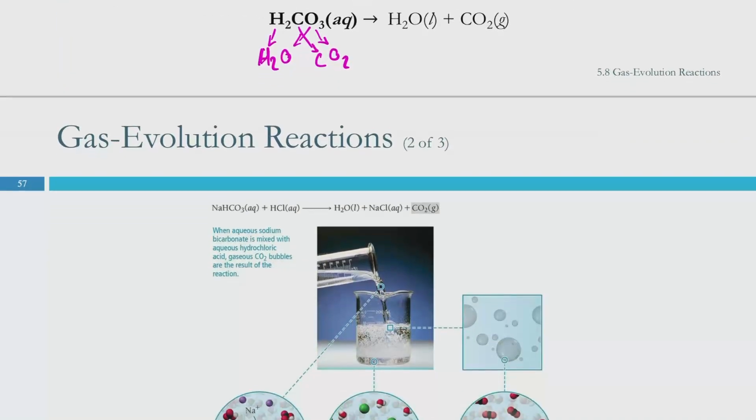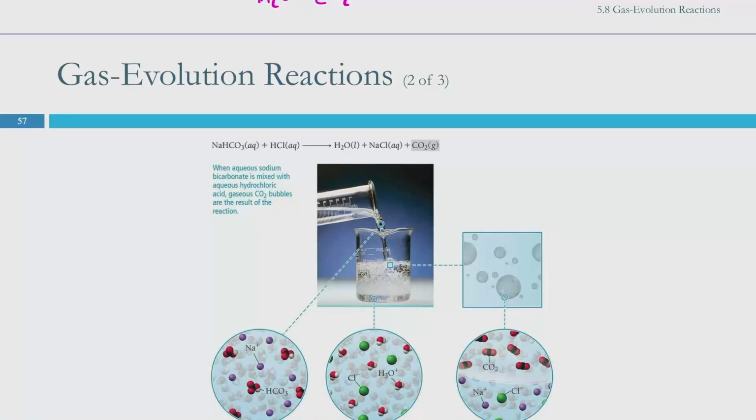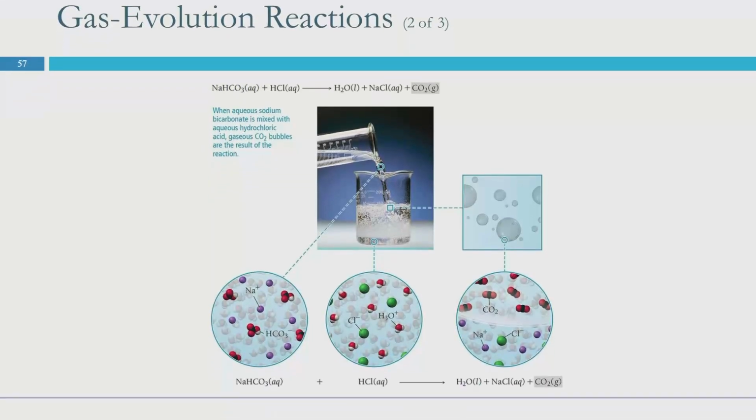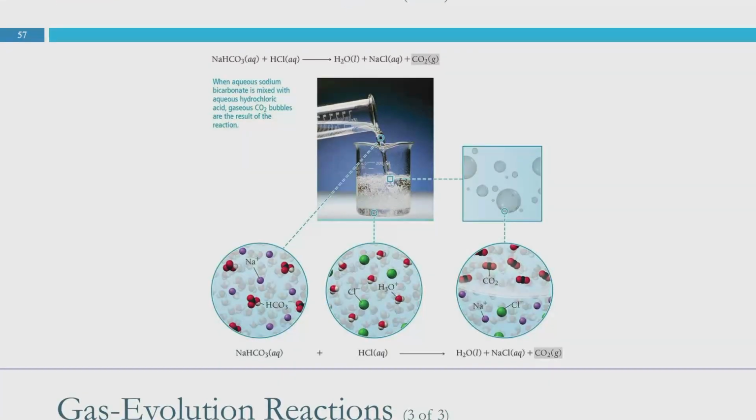There's other examples of this. So another example, sodium hydrogen carbonate can react with HCl to form water, a salt, and CO2. This is sodium bicarbonate, NaHCO3. So that's those baking soda volcanoes. Sodium bicarbonate is the same as baking soda. So those can also produce gases.